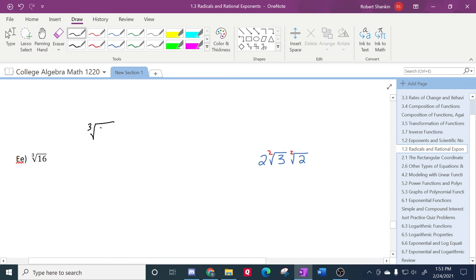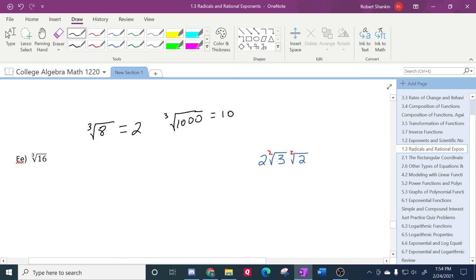Cube root of, let's say, 8. We're asking what number times itself 3 times is 8, and that's 2. Kind of like this, cube root of 100. No, 1000. What number times itself 3 times gives you 1000? That would be 10. Like this.